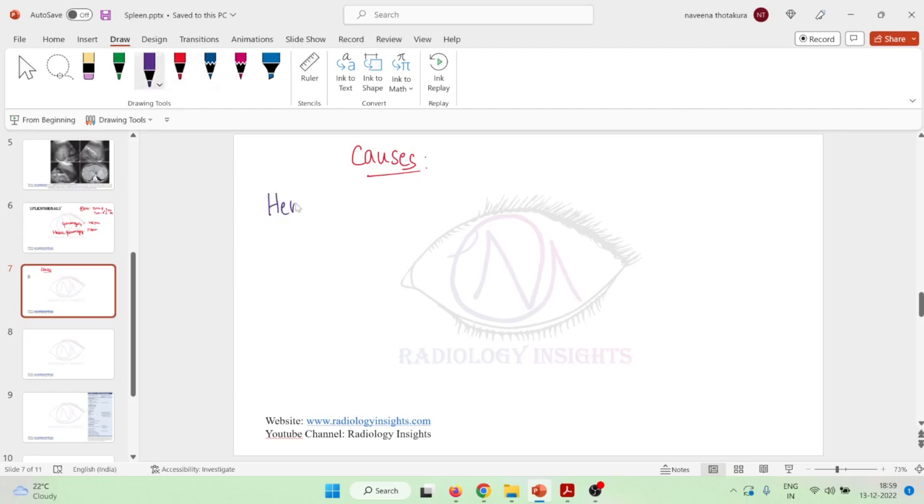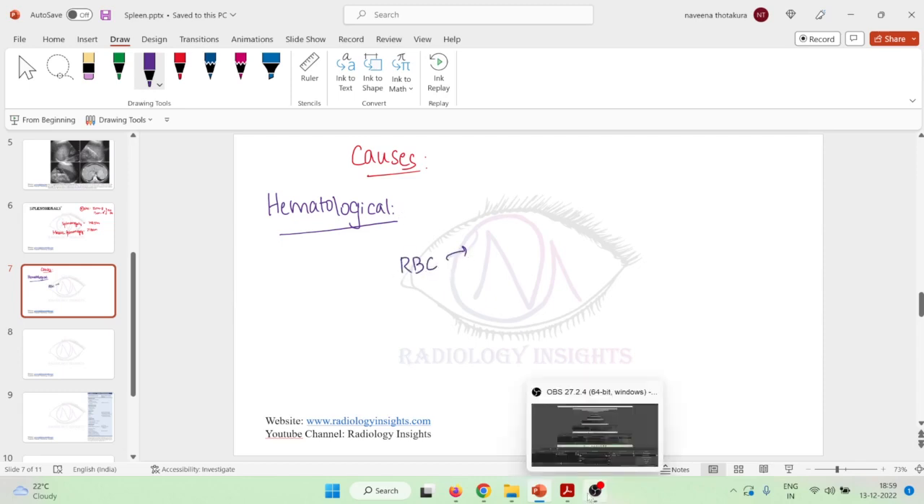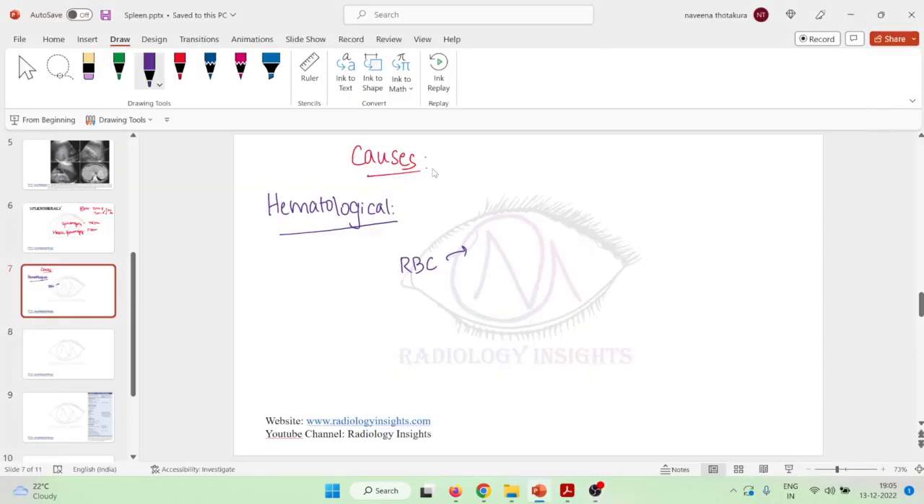First we have hematological causes. If you remember, the spleen is the site where the RBCs or blood cells degenerate or break down. So the RBCs and any of the blood cells, if they are deformed, those are hematological causes of splenomegaly, anything related to RBC. If the RBC is defective in any way, whatever the reason may be, once those defective RBCs reach the spleen, they will get destroyed.